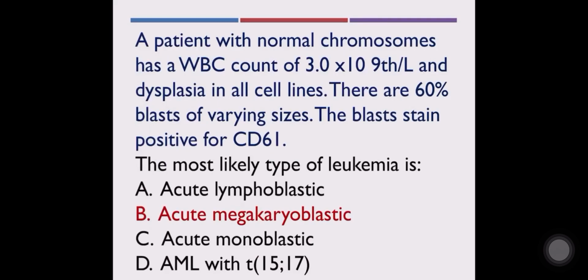A patient with normal chromosomes, WBC count of 3 times 10 to the 9 power per liter, and dysplasia in all cell lines. There are 60% blasts of varying sizes. The blasts are positive for CD61. Remember, CD41, CD42B, and CD61 are markers for the megakaryoblast. So, anong type of leukemia to? M7 or the acute megakaryocytic or megakaryoblastic leukemia.